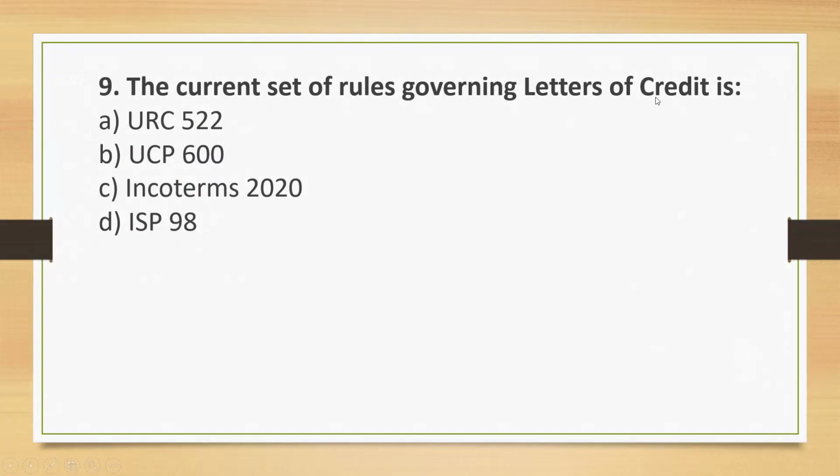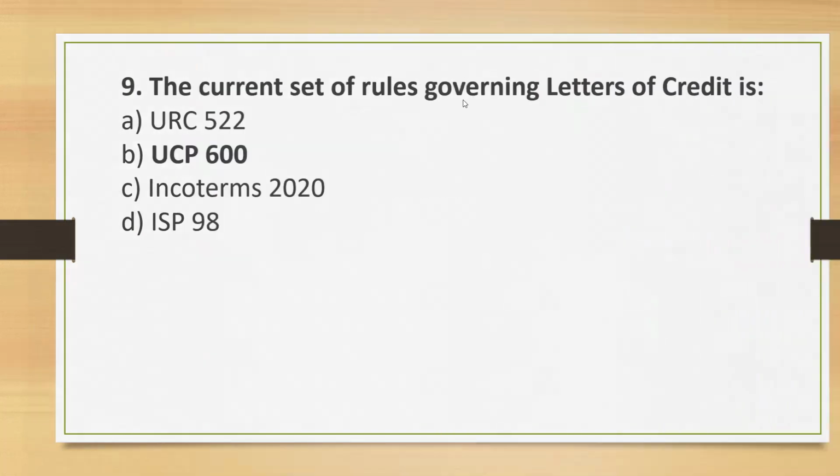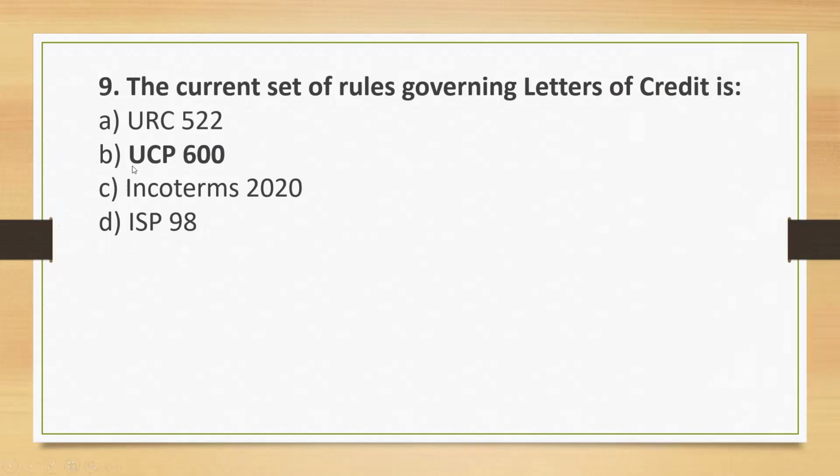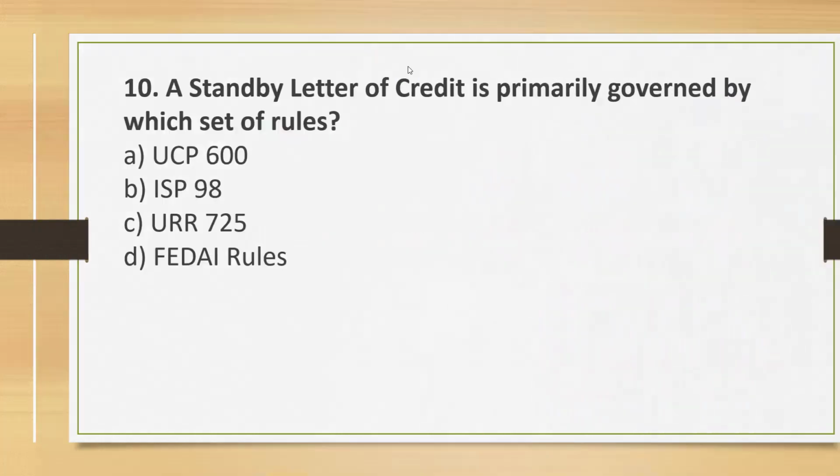Okay, question number 9. The current set of rules governing letter of credit. So, which is the current set of rules? URC 522, UCP 600, Incoterms 2020, ISP 98. You have to tell what the correct answer is. And the right answer is UCP 600. With UCP 600, all the LC rules are governed. You have to follow the guidelines of UCP 600. Let's see question number 10.